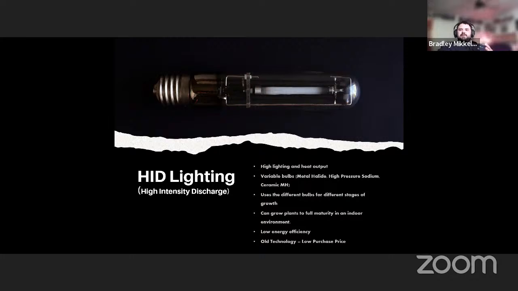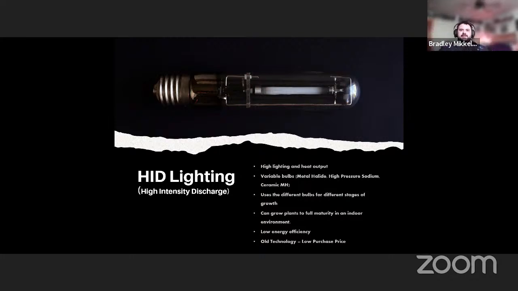Next, we have ceramic metal halide. And ceramic metal halide is kind of a newer technology. It's a metal halide bulb, but it has ceramic elements in it. And the special thing about a ceramic metal halide bulb is that it has more of a full spectrum. It's not in the bright blue, it's not in those deep reds like the metal halide and the high pressure sodium. It's kind of balanced right there in the middle around a 4,000 Kelvin light spectrum. You can use a ceramic metal halide bulb for all stages of growth.